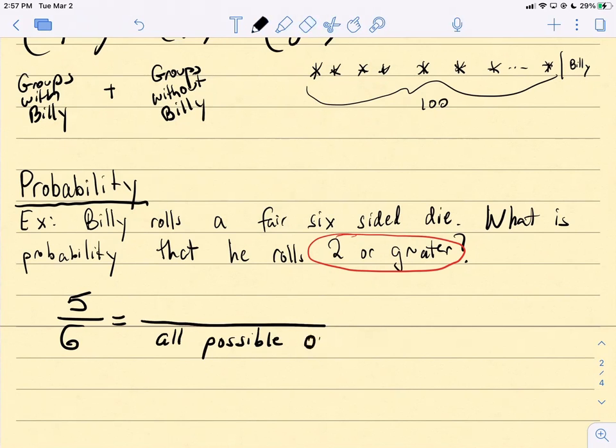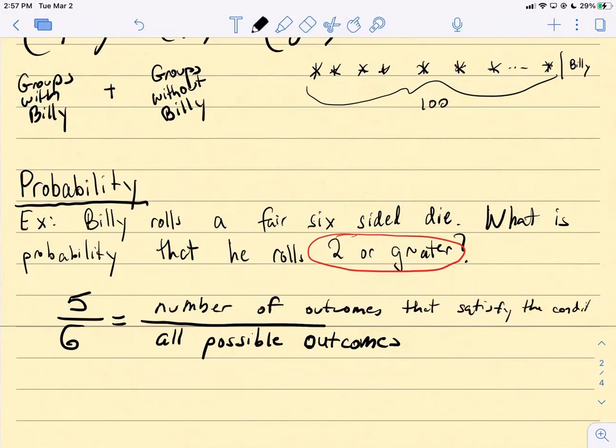So the denominator is the number of all possible outcomes, and the numerator is the number of outcomes that satisfy the condition. And this is really the number of all possible outcomes.